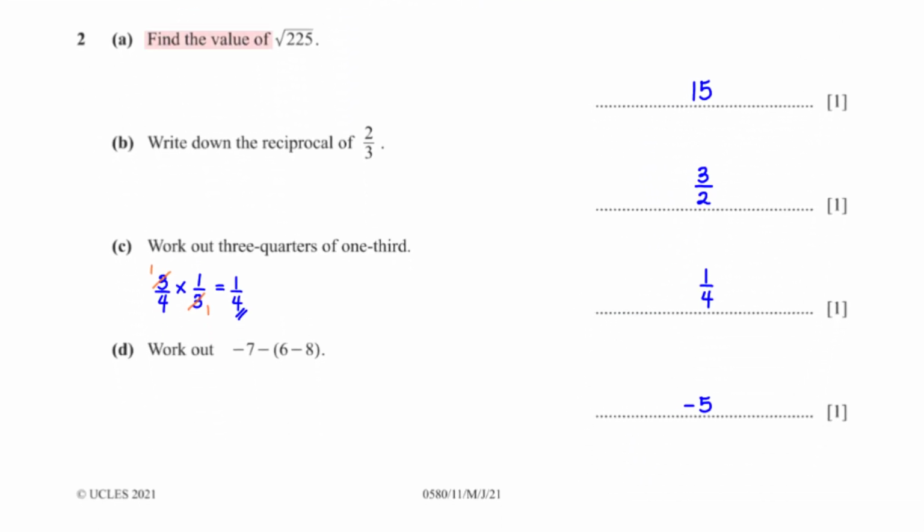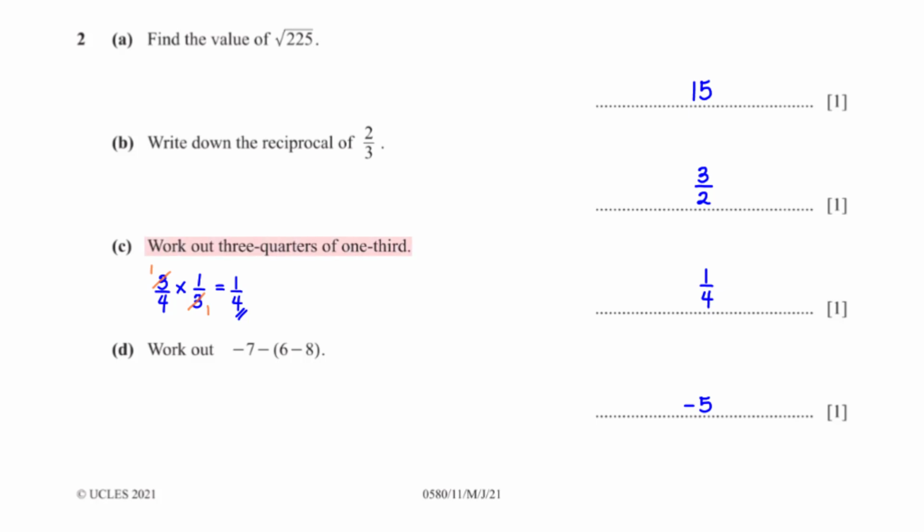Find the value of square root of 225. When we type this into the calculator, we get 15. Write down the reciprocal of 2 over 3. To get the reciprocal, we swap the numerator and denominator, so we have 3 over 2.